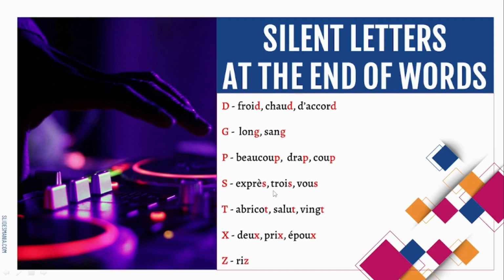Toi and vous. All right, I'm going to do that again. Exprès, toi and vous. Exprès, toi and vous. All right. Next letter we're going to look at is T, the letter T.